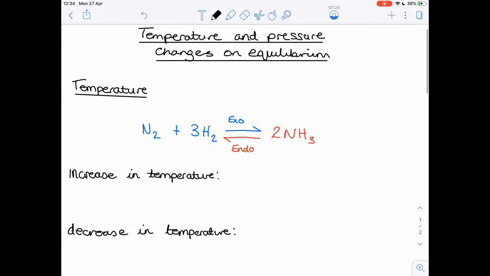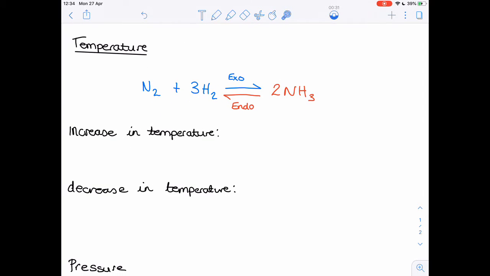So we're going to start with temperature. I've got the same equation from last time. We've got nitrogen and hydrogen making ammonia. All I've added on here is exothermic and endothermic because that's a really clear, key point when we're looking at temperature and what happens when we either increase it or decrease it. Because remember, Le Chatelier's principle is that equilibrium will shift to ensure that equilibrium is reached again as quickly as possible. So when we're looking at temperature, the first one we're going to look at is an increase in temperature.